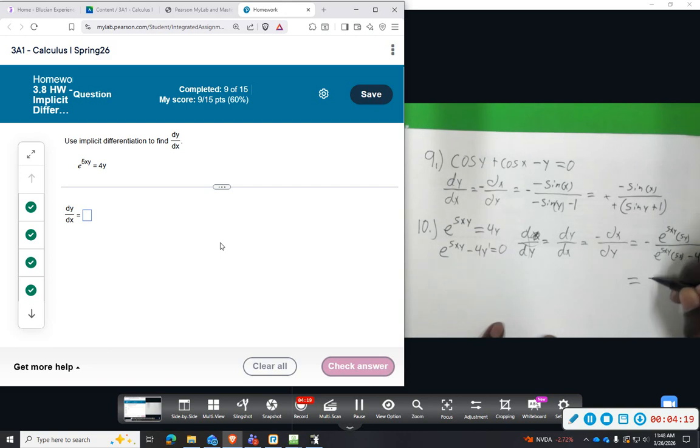Cleaning it up, we get a negative 5y e to the 5xy divided by 5x e to the 5xy minus 4.